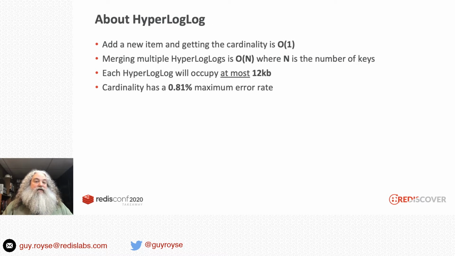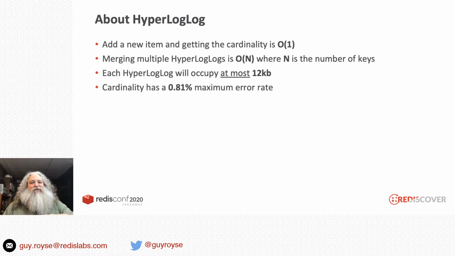Adding a new item and getting the cardinality is an O of 1 operation. So constant time just takes the same amount of time no matter how big it is. If you are going to do a union, if you're going to merge multiple HyperLogLogs together, it's O of n. So n being the number of things you want to merge. So if you've got 3 HyperLogLogs, you want to merge them together, then it's going to take that many. It's O of n for 3.